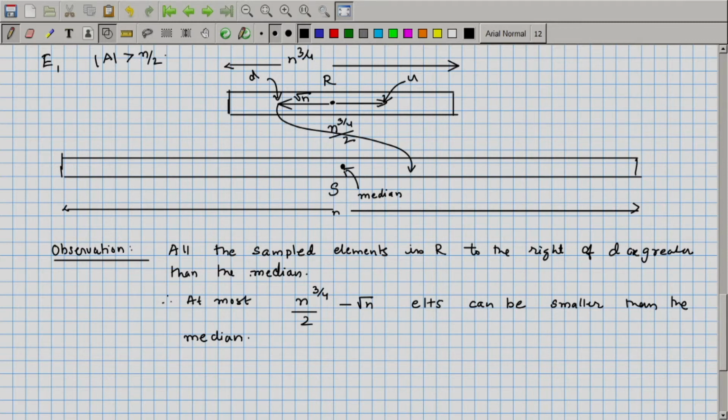So, whenever the event E1 happens, the number of sampled elements which are smaller than the median is going to be strictly less than this quantity over here. I will repeat that. Whenever the event E1 occurs, the number of elements that we had randomly sampled which are smaller than the median is going to be at most n raised to 3 by 4 by 2 minus root n. We will show that that happens with very small probability.